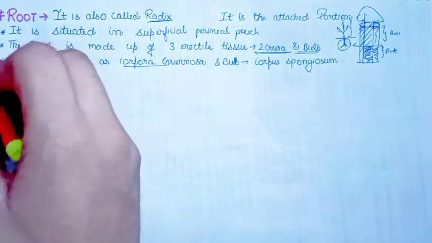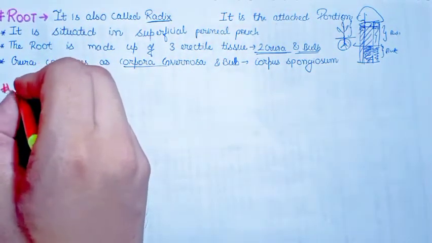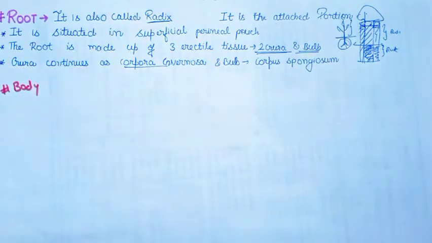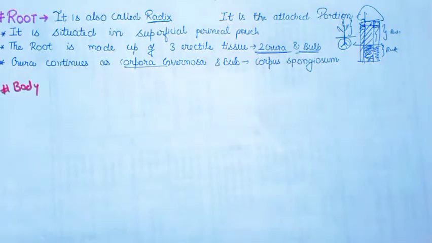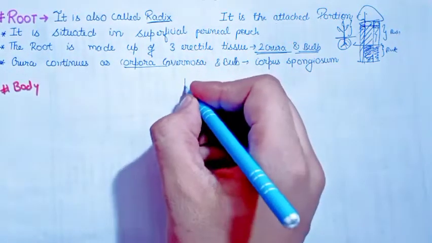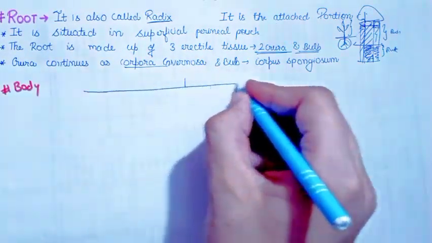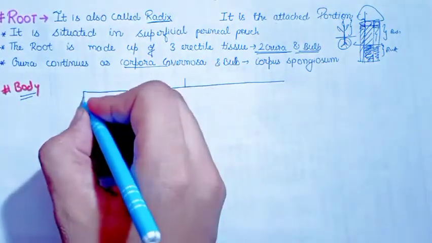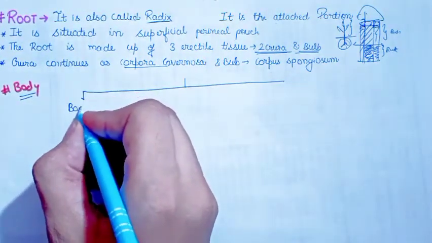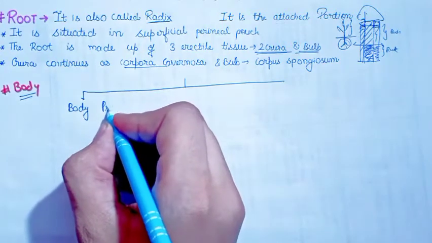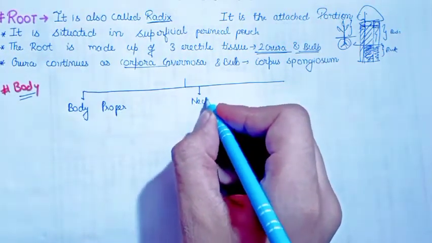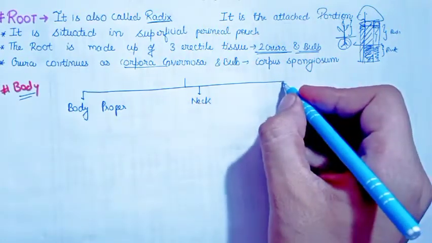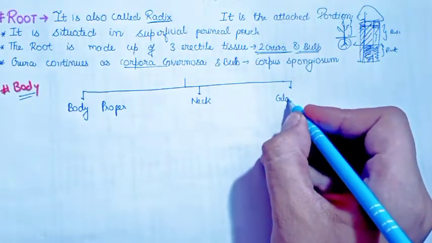So let's come to the body part now. The body of the penis. The penis was divided into two parts, the root and the body. The body is further divided into three parts. One is called the body proper. There is a small neck intervening between the body proper and the glans penis.